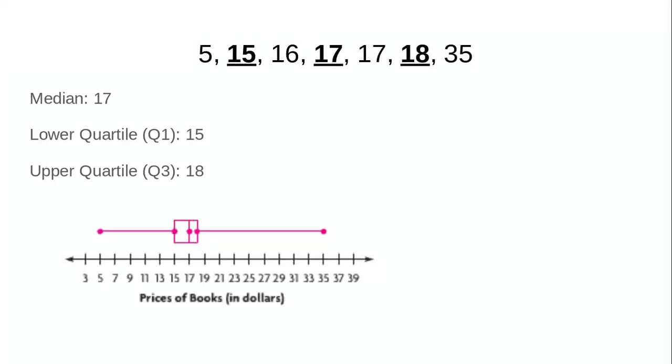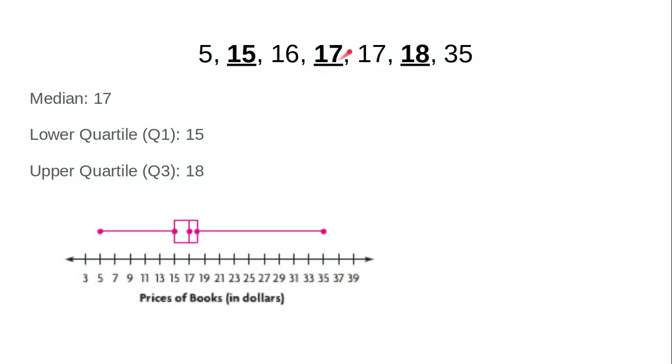All right, here's your ordered data set. Like the last problem said, the median is 17. And once you find the middle, you want to find the middle of the lower half of your data set, which is these three numbers. So that middle number is 15. That's going to be your lower quartile, which you can call Q1.